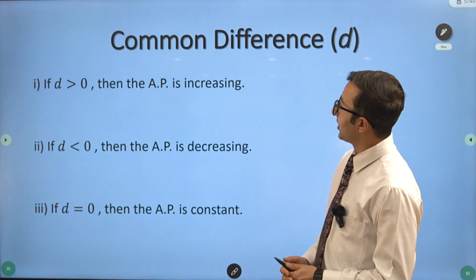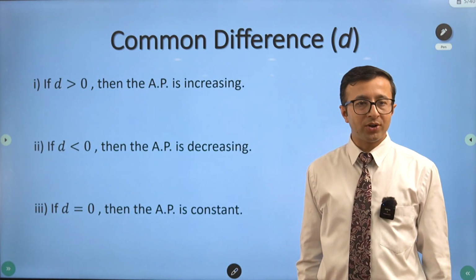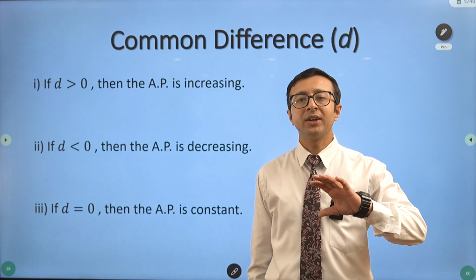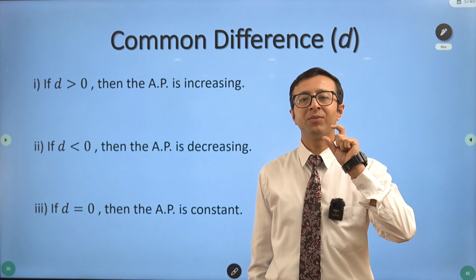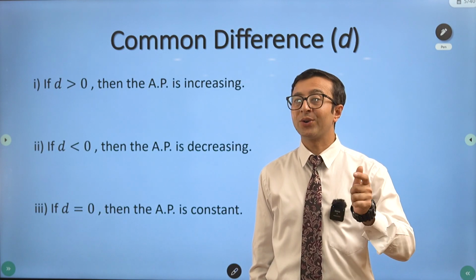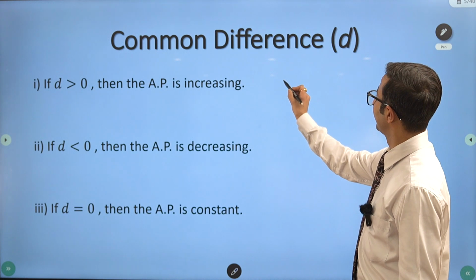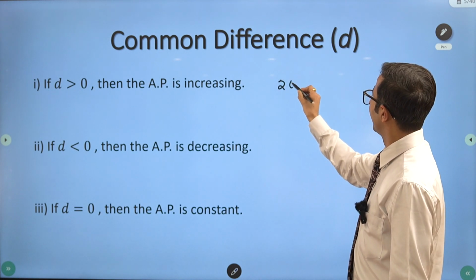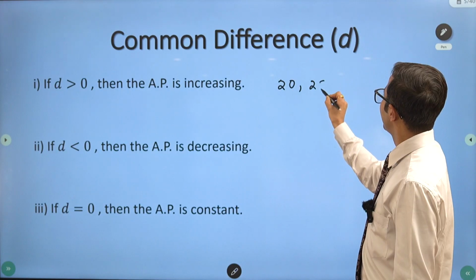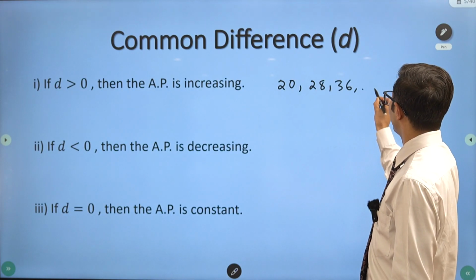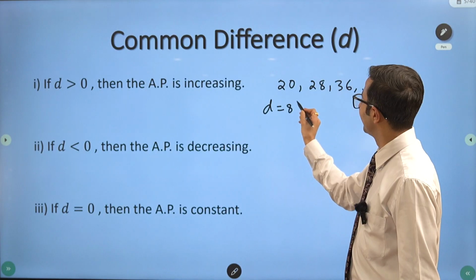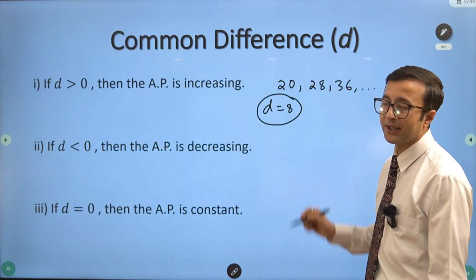Now next, the common difference. If you can see that D is positive, as in the previous example that we have taken, in the first example the common difference was positive, so the AP was increasing. Another example, let's start from 20: 20, 28, 36 and so on. You can find that the common difference is 8, which is positive, that's why the AP is increasing.